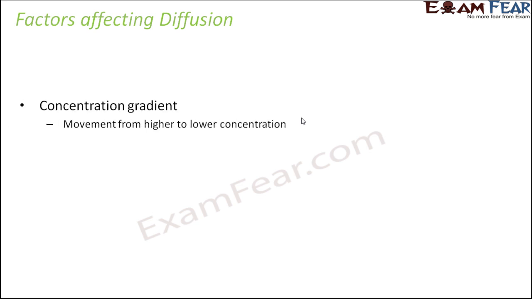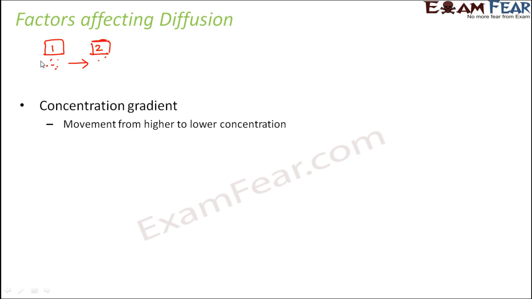The first factor is obviously concentration gradient, because concentration gradient is something which makes diffusion happen. It is because of the difference in concentration that the process of diffusion takes place. Now, when I say gradient, that means the difference in concentration. As I mentioned before also, let us suppose you have two regions. This is region 1, this is region 2. Region 1 has high concentration and region 2 has low concentration. So the movement will happen from 1 to 2.